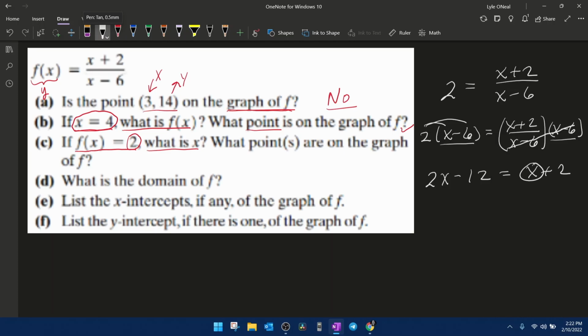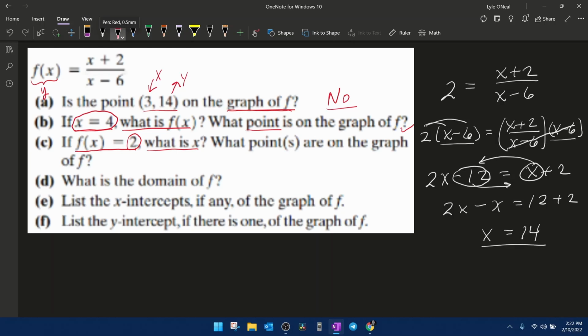And then we're going to do a little switcheroo, bringing the x over and the negative 12 back. 2x becomes minus x, equals, that becomes 12 plus 2. And we're going to get an x coordinate of 14. So again, for part C, it says what is x? Well, in this case, x is 14. And the point, written as an ordered pair, would be 14 comma 2, because the y was 2. And that's going to do it for part C.